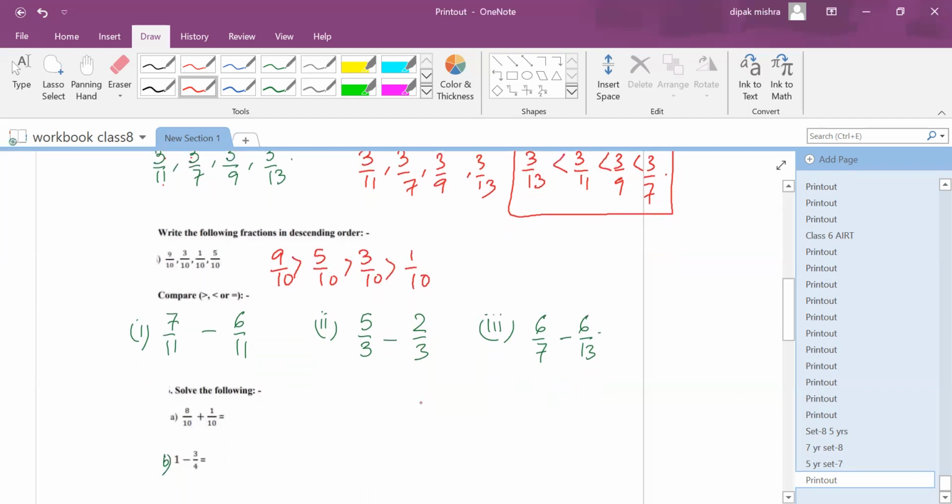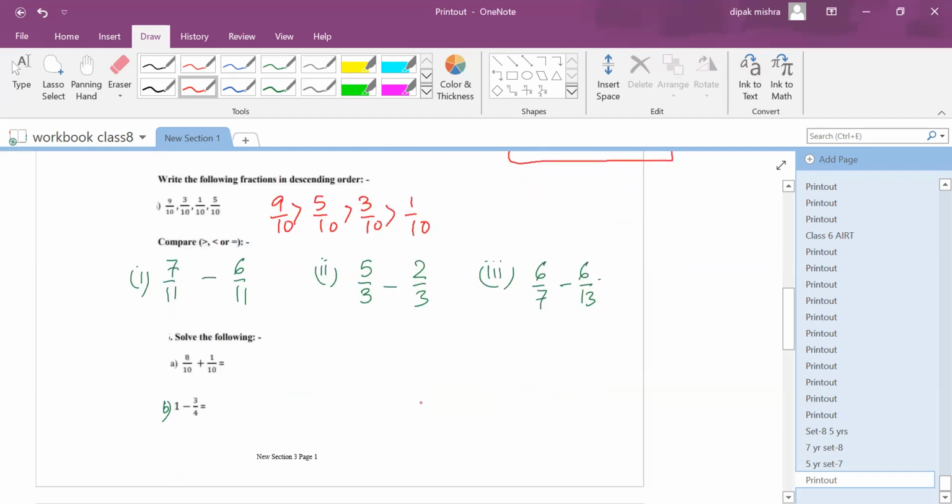Okay. Now the next question is, you have to compare these two fractions and say which is greater, lesser or equal to. Now 7 by 11 and 6 by 11. The denominator is same, which means the numerator will decide the fraction. The numerator on this side is more than this side, so it will be greater. 5 by 3 and 2 by 3. Again, the denominator is same. The numerator will decide, so 5 is more than 2, so this will be more than this one.